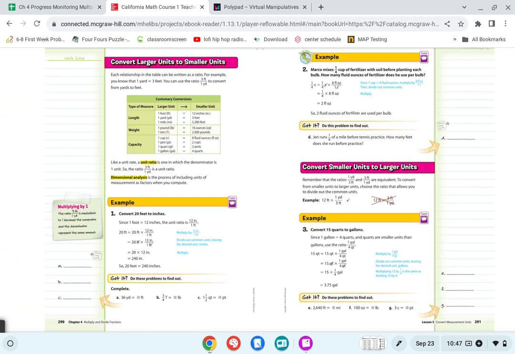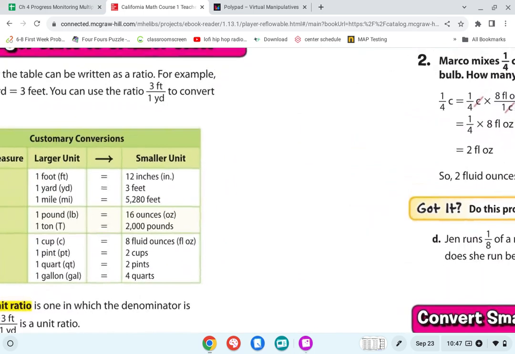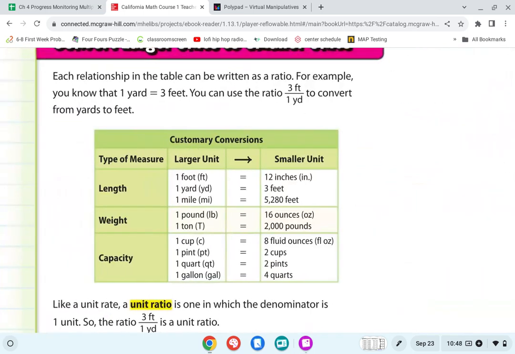All right. So, one thing that I do find helpful here is that it's talking about converting larger units to smaller units. Each relationship in the table can be written as a ratio. For example, you know that 1 yard equals 3 feet. So, you can use the ratio of 3 feet per yard to convert from yards to feet. Okay. If I'm converting from yards to feet, I know that 1 yard is my unit. So my unit usually goes in the denominator as we see here on our page.